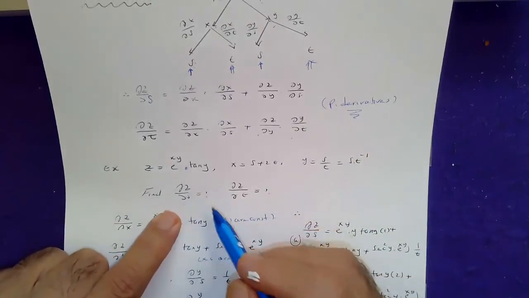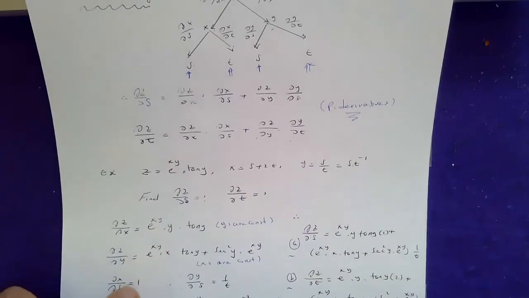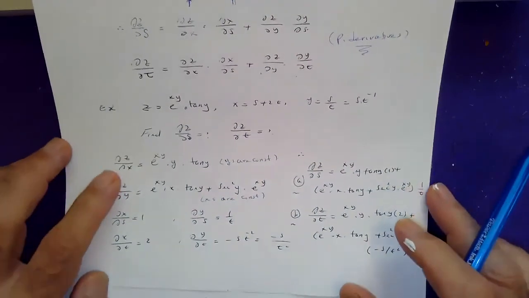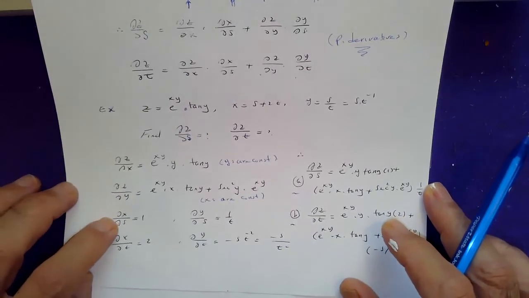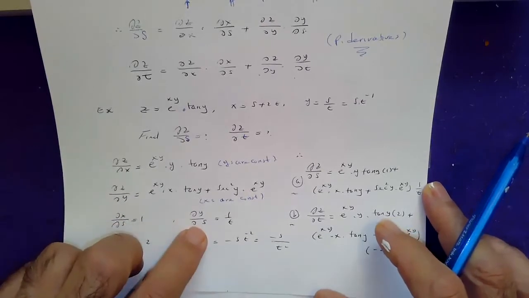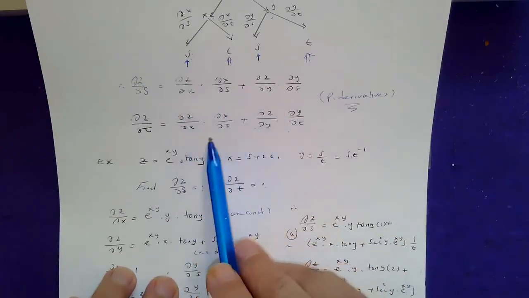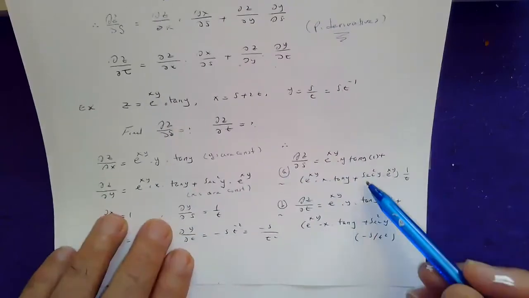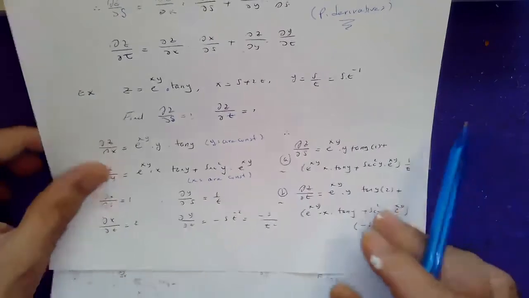Find the partial derivative of z with respect to s and t. Remember, these are your formulas. So you need to take the partial derivative of z with respect to x, with respect to y, x with respect to s, x with respect to t, y with respect to s, y with respect to t, and substitute in this formula which you came up with off of this tree diagram, and lo and behold, you get a royal mess, right?